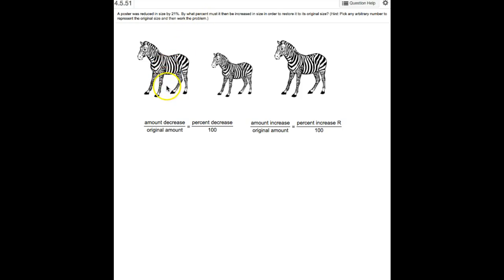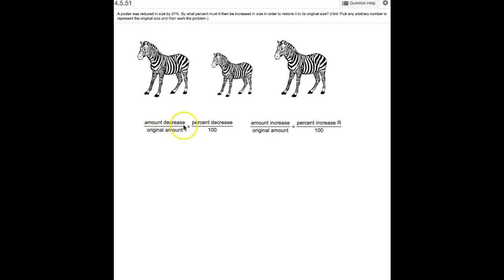So I put in some clip art just to demonstrate. Let's say we have a poster of a zebra, and that poster is reduced, so it gets smaller by 21%. Then it gets bigger, back to the same original size. We want to know what percent it would take to get from the smaller to the larger. And the natural answer tends to be 21%, but it doesn't quite work that way. So let's go over how you'd get there.